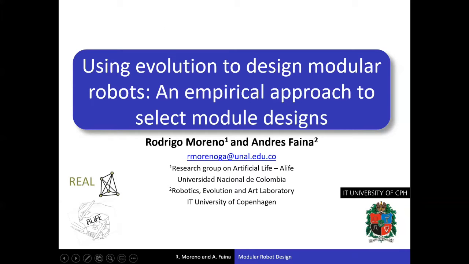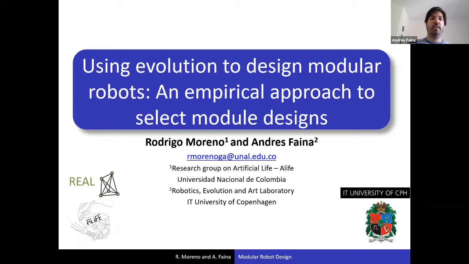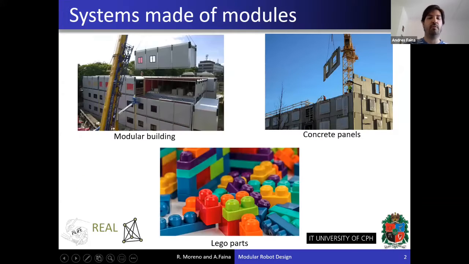Thank you. So yeah, I'm going to present my work, which has been done with Rodrigo Moreno from the Universidad Nacional de Colombia, and it's titled "Using Evolution to Design Modular Robots: An Empirical Approach to Select Module Designs." The issue that we are trying to address in our paper happens when you have systems made of modules. It could be in modular building, or in construction with concrete panels, or when you are just playing with your kid using Lego parts. I guess you are building systems that are made of these building blocks.